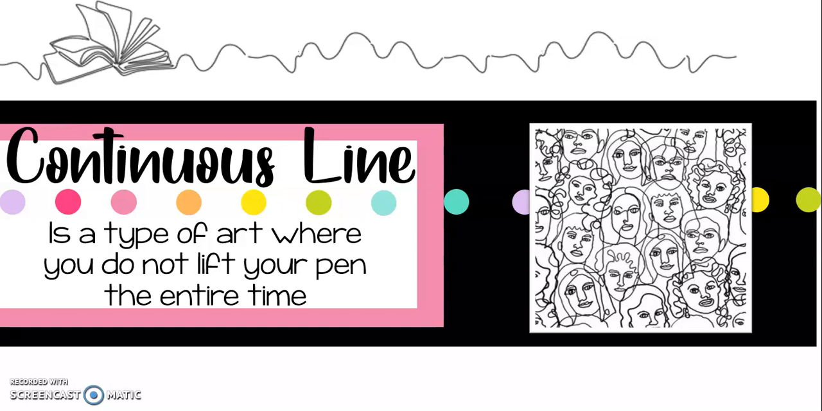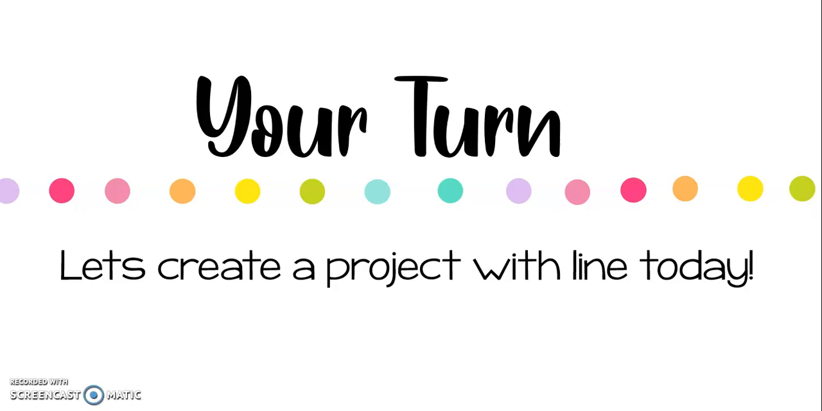And then there's also continuous line. Continuous line is where your pen touches the paper the entire time and you don't lift it. So each of these examples is just one continuous line. Pretty cool, right? So now it's your turn. We're going to talk more about how we can create a project with lines today.